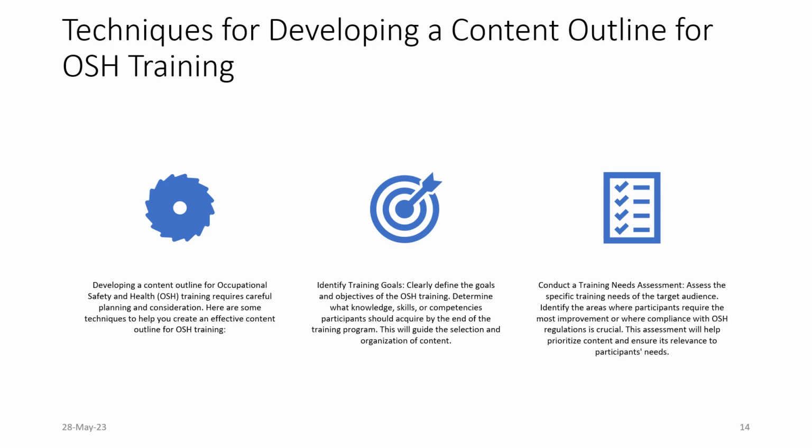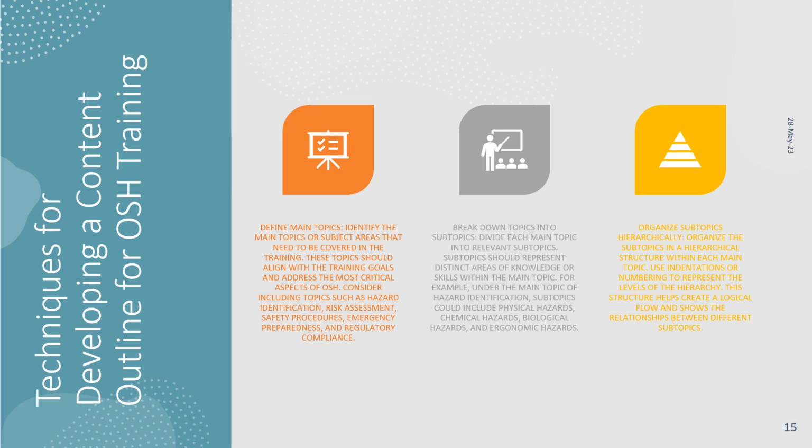Techniques for developing a content outline for OSH trainings. All right. Here are some of the techniques that can help you create an effective content outline for OSH trainings. You need to identify training goals, first of all. And then you need to identify the knowledge, skills and competencies that you want to achieve at the end of the training. Of course, we need to conduct a training needs assessment. Define main topics, break down the topics into subtopics, and organize subtopics into a hierarchical structure within each main topic.